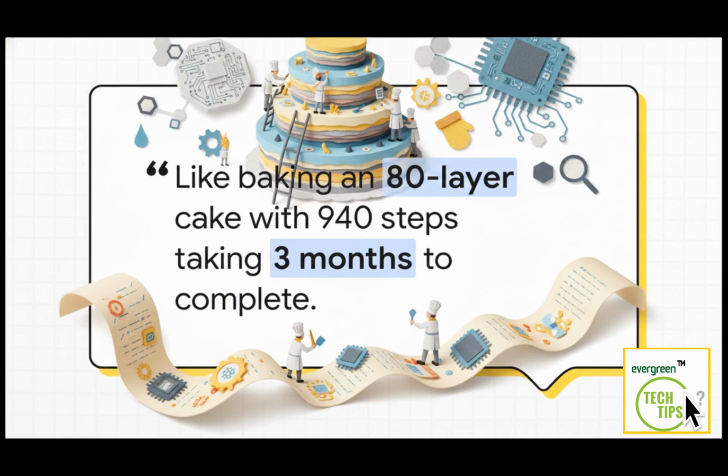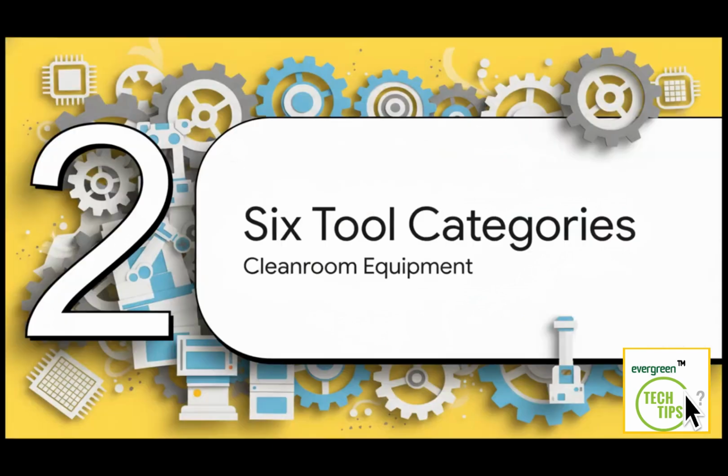So if you're trying to wrap your head around this, keep this analogy in mind. Visualize this whole process like baking a cake, but it's a cake that is 80 layers tall with a recipe demanding 940 exact steps, taking 3 full months to complete. And get this, if any single measurement, bake time, or temperature is off by just 1%, the entire cake is totally ruined. Moving on to Part 2, the 6 categories of fab tools.